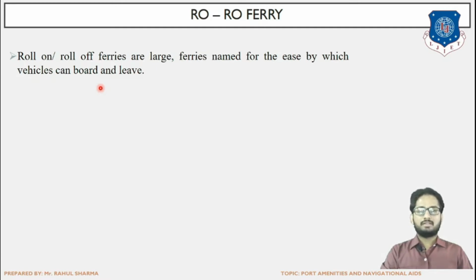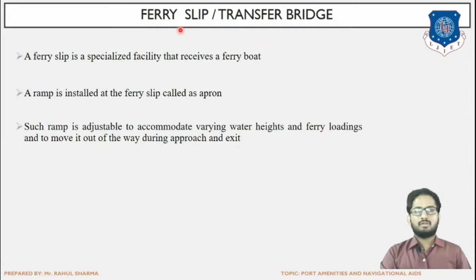Here, along with the movement of passengers, the movement of vehicles also takes place. They can be rolled on by using a plank, and they can be rolled off by the use of the plank from the ship to the surface. So that is the meaning of the word Ro-Ro ferry. As I previously told, port amenities deal with various facilities which are useful at the port. Now we will be discussing one by one the various port amenities.